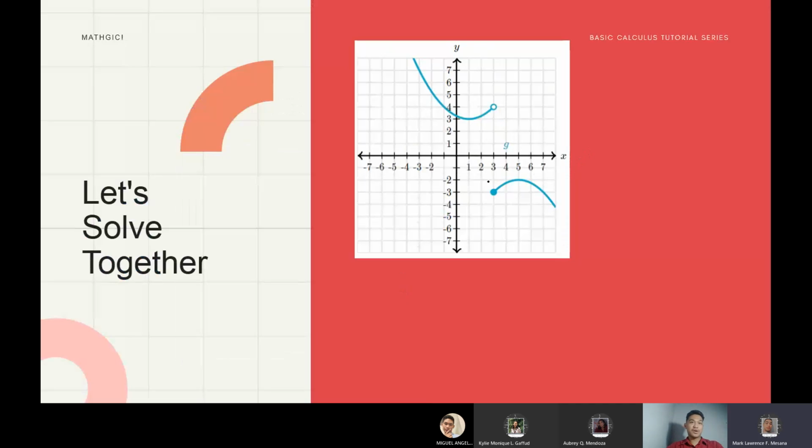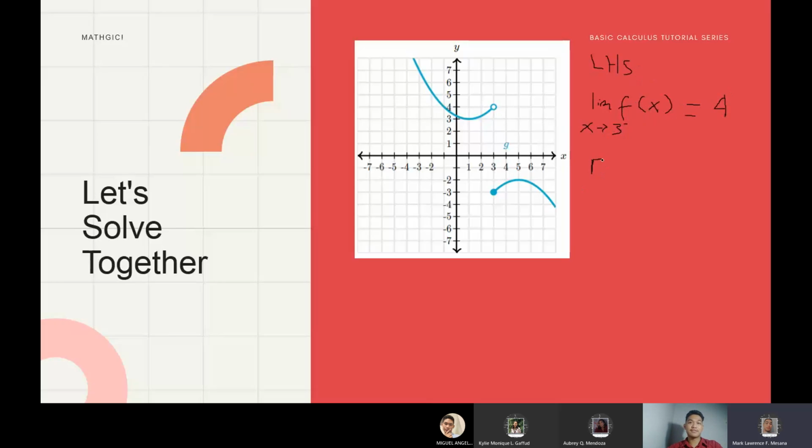We can look at this one first. We can look at the left hand side, which is the limit of f of x as x approaches positive 3 but less than 3. So we can say that the limit of f of x as x approaches 3 from the left is equal to positive 4. So that is our left hand side.